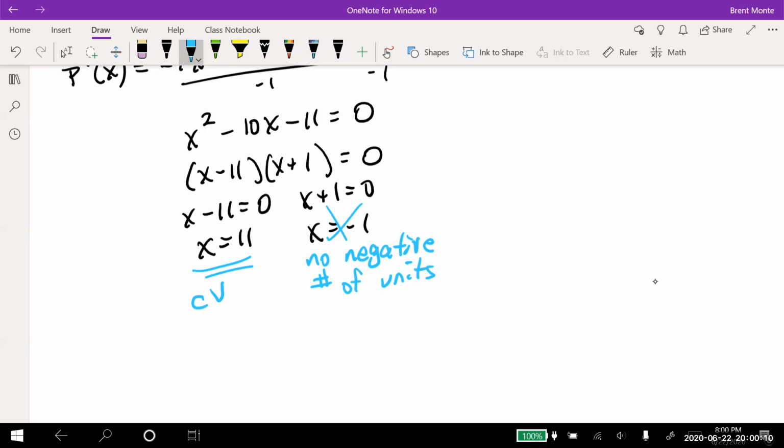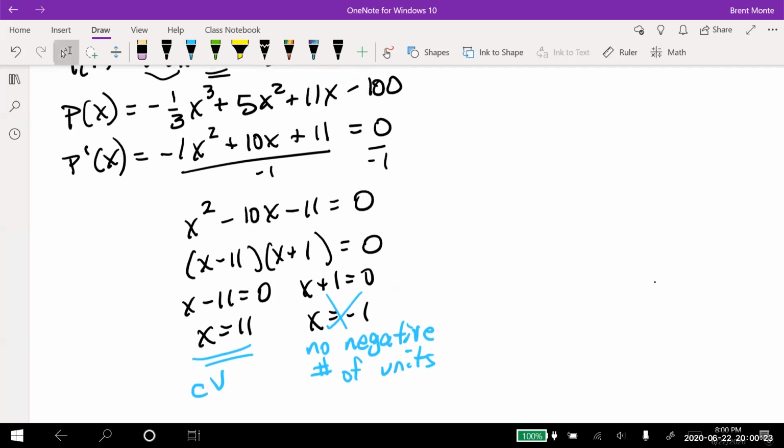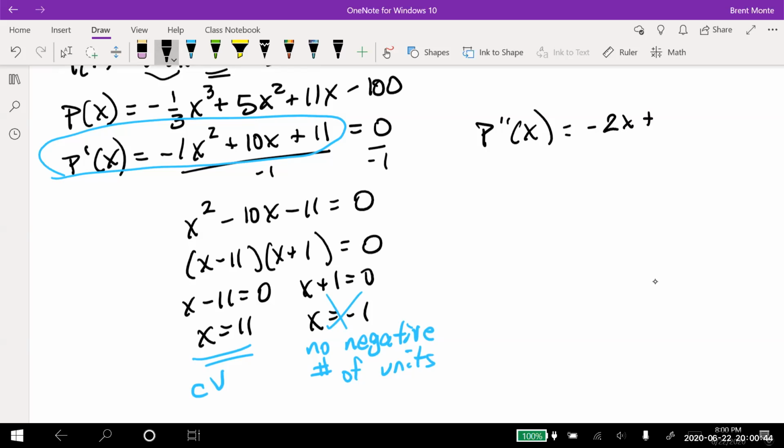Well, I can look to the left of 11 and look to the right of 11, make sure the function's going up to the left and down to the right, first derivative test, or I could use the second derivative test to see if that's actually a maximum. All I know so far is it's a critical value. I don't know it's a maximum. So I'm going to go p double prime of x over here. Right here, before I divided by -1, is the original derivative, and I'm taking the derivative of that. So I'm getting -2x plus 10.